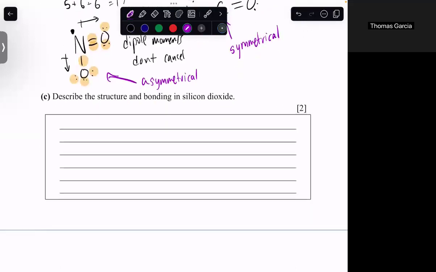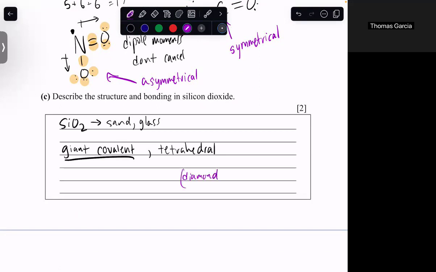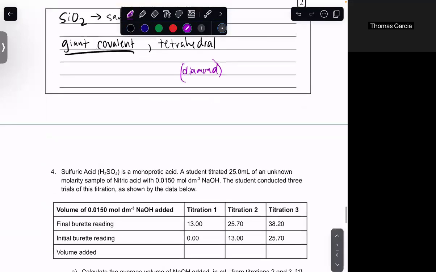All right. Describe the structure and bonding in silicon dioxide. Silicon dioxide, SiO2, is sand, glass. And this is one of those structures that you have to just remember. This is what we call giant covalent. And in giant covalent structures, this is tetrahedral. Another well-known tetrahedral giant covalent structure would be something like diamond. And that's tetrahedral with carbons. But SiO2 is tetrahedral.